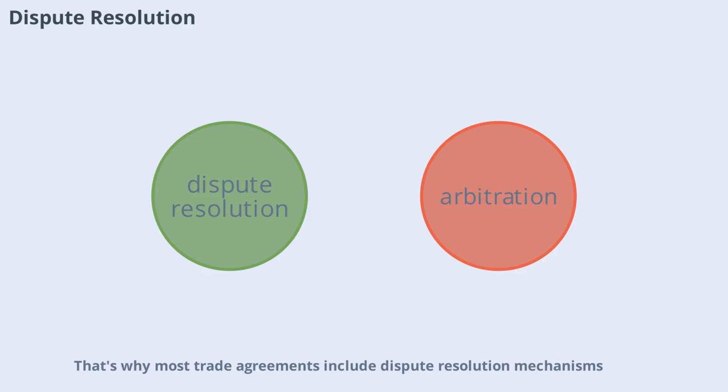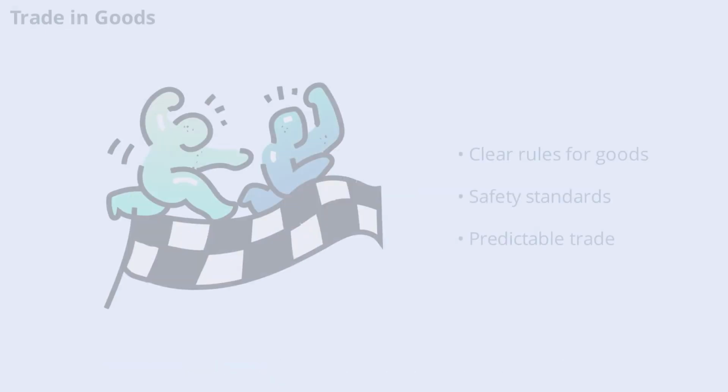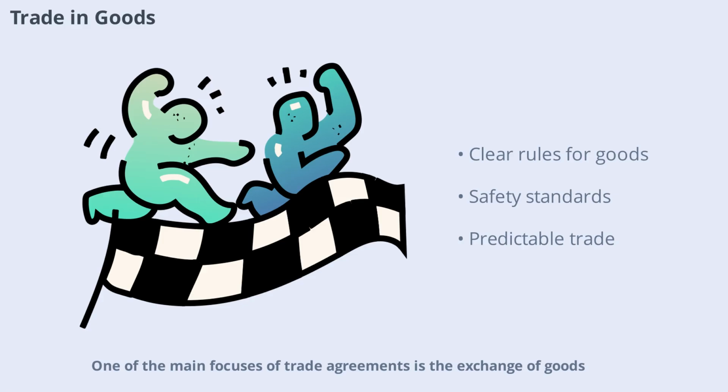Disagreements can arise in international trade, even with clear agreements in place. That's why most trade agreements include dispute resolution mechanisms. These systems provide a structured way for countries to resolve conflicts, often through negotiation, mediation, or arbitration. Effective dispute resolution helps maintain trust and stability in international trade relationships, ensuring that all parties follow the agreed rules and commitments. One of the main focuses of trade agreements is the exchange of goods, such as cars, electronics, and agricultural products.